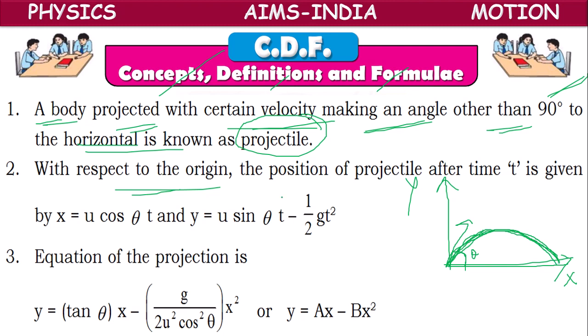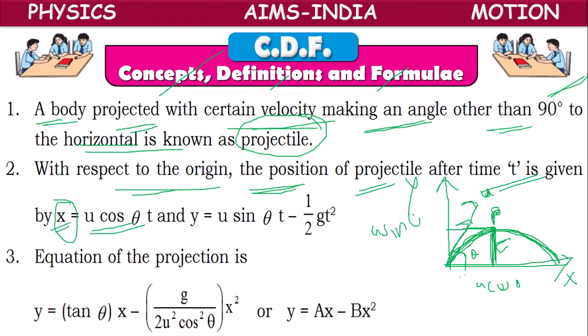So here, the position of projectile after time t. Suppose after time t the body is at point P. Then along horizontal and along vertical line we have to tell its position. In the horizontal direction it will be at a distance of x, which is equal to u cos theta into t. If the velocity is u, then it is resolved into two components: u cos theta along horizontal direction, u sin theta along vertical direction.